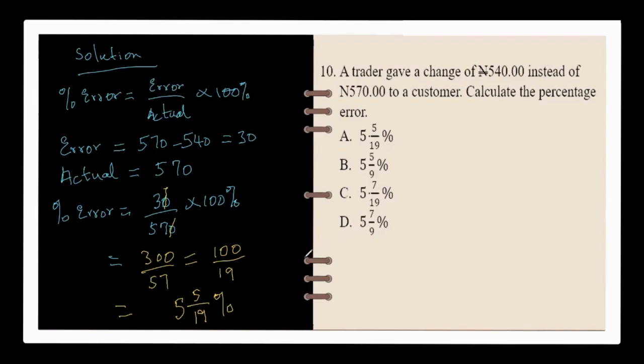So that is actually what we have as the result. So we look at which one of the options is able to match with our answer. If we look at it, 5 over 19 percent, that is option A. Option A is the correct option.